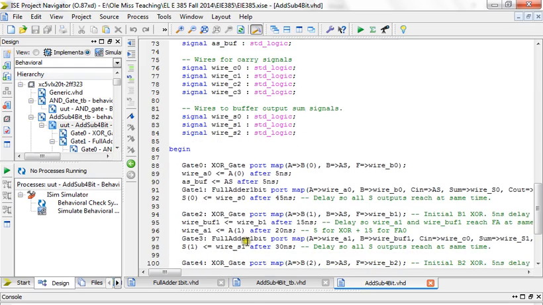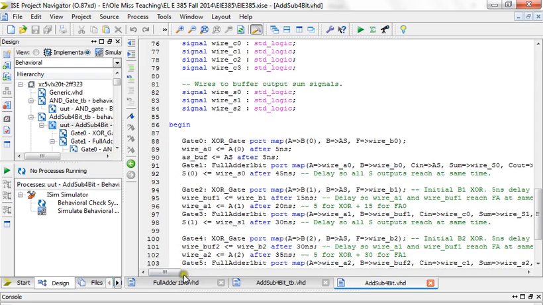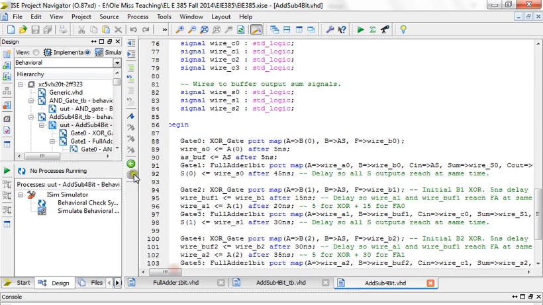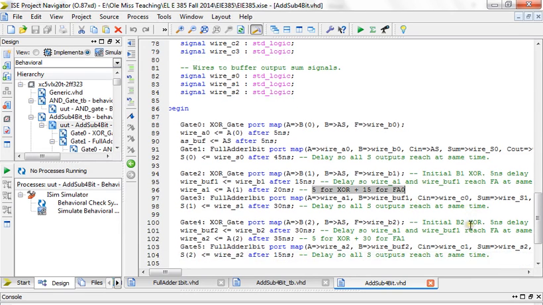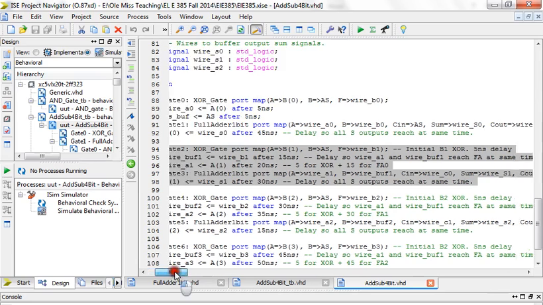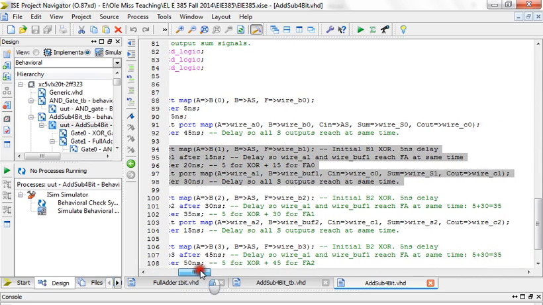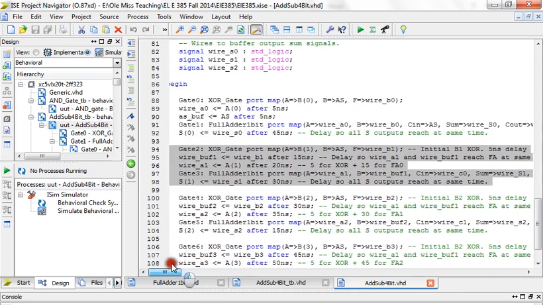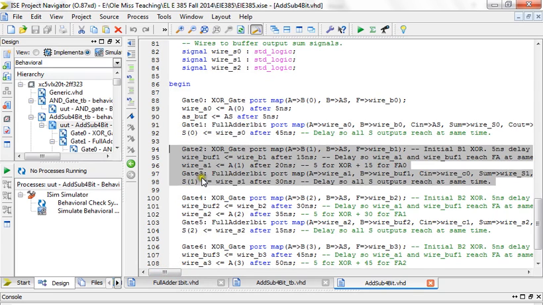So to do the second one, so I have all these commented so you can look back at it. 5 XOR plus 15 for full adder 0, right? And then gate 3, full adder XOR gate. Yes? Could you scroll over all the way just so we get the whole thing? Yeah. Does that make sense? So this was the initial one, and this was the second one.